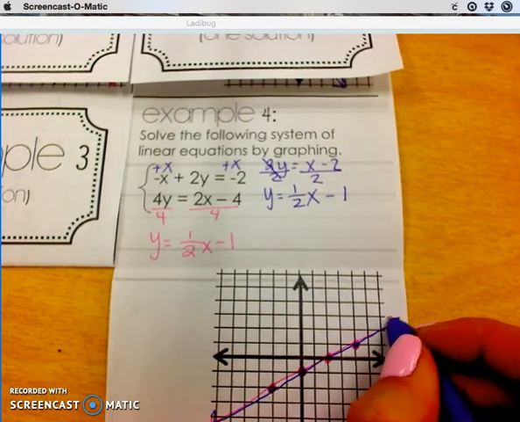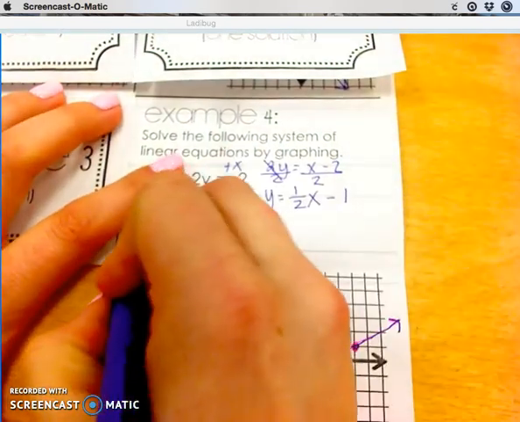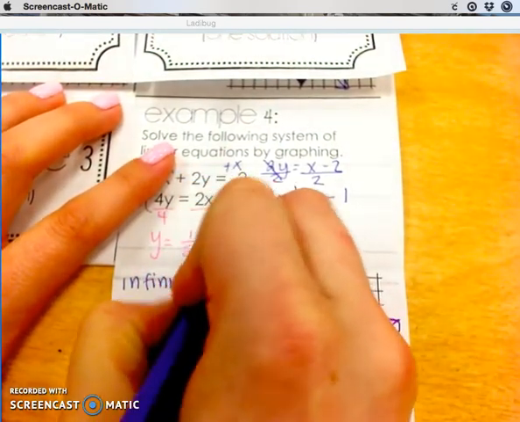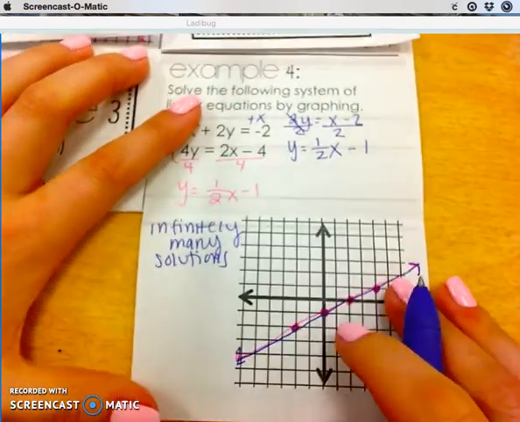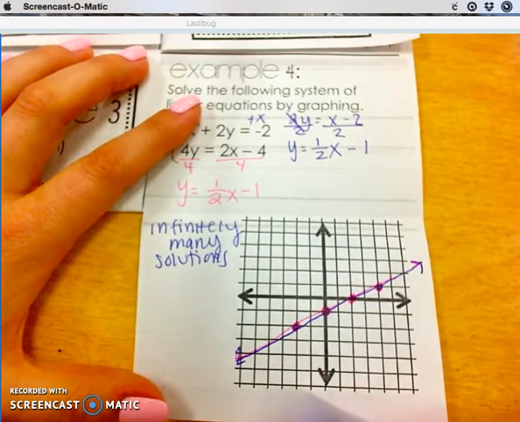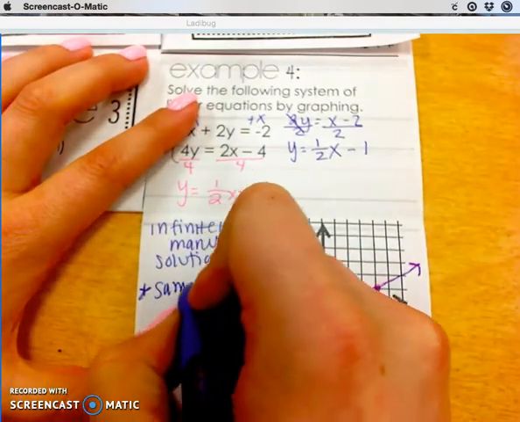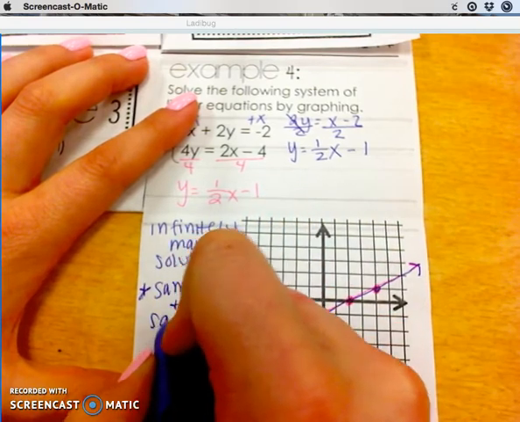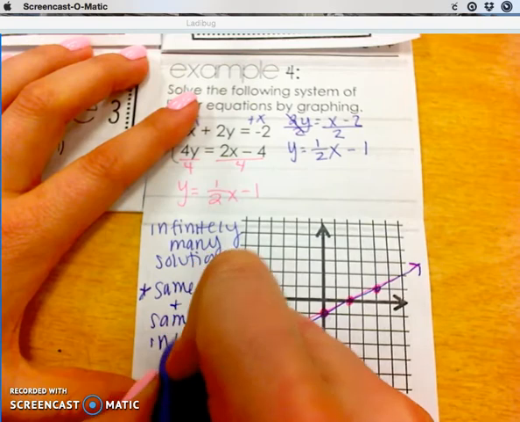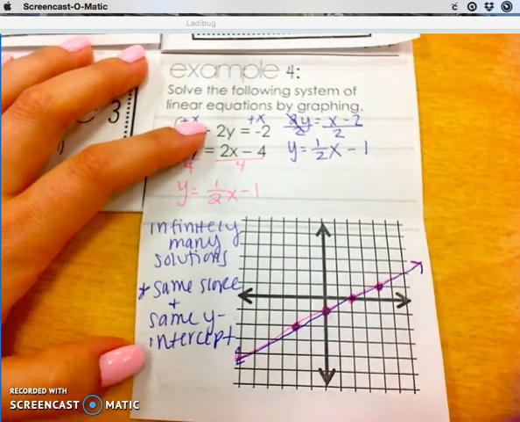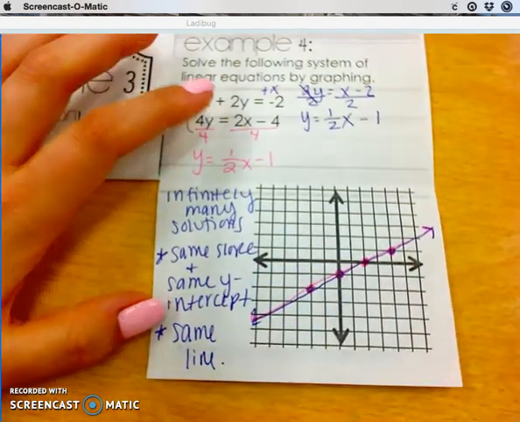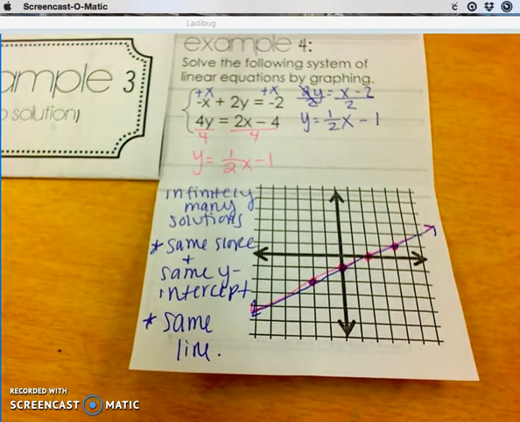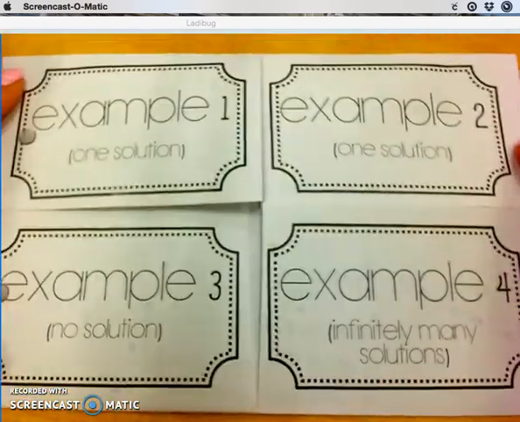That means that every point is the same. This is called infinitely many solutions because every single ordered pair would work. This is when they have the same slope and the same y-intercept, because it is the same line. And that is the lesson for solving systems by graphing.